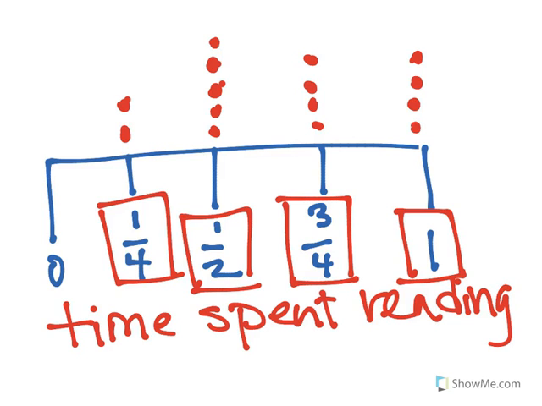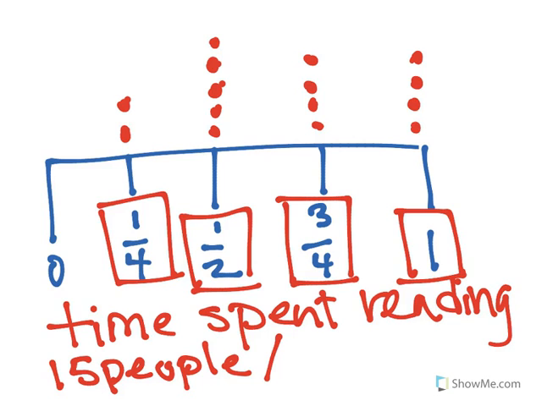So how many people altogether were reading? We would have to count every point to know that. I counted them, and there are 15 people who were reading. What amount of time had the most people reading? Well, I can see that at half an hour, 1, 2, 3, 4, 5 people were reading, and all the other times had less people. So the people who spent a half an hour had the most responses for reading.